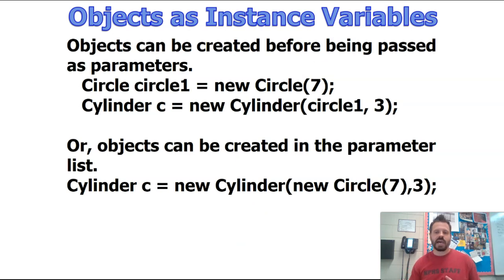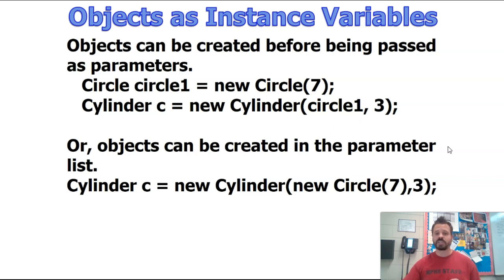Now the big thing I want to highlight here are the two different ways we can go about creating that object that holds on to other objects. The first way would be like this. Objects can be created before being passed as parameters. So before I pass in a circle to the cylinder constructor, I can create a circle. Okay, so circle1 equals new Circle with a radius 7. And then I can pass that circle object into my parameter list. New Cylinder will pass in the circle and then the height.